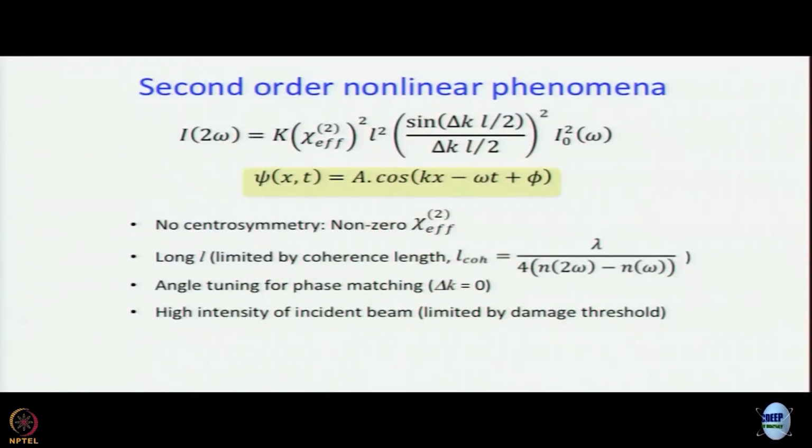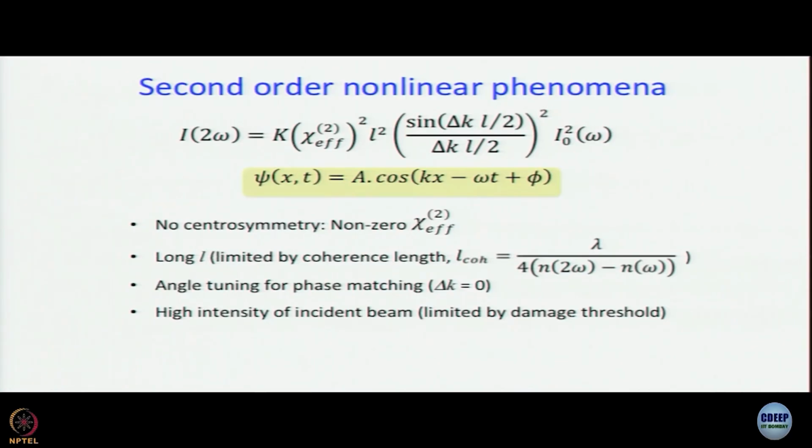Let us complete the discussion that we have been performing over the last 2 modules. We are discussing second order nonlinear phenomena, and we have said without deriving that the intensity of the second harmonic light is proportional to the square of the second order nonlinear susceptibility, the length of the crystal, and something like sin square theta by theta square, where theta involves delta k, and I 0 square of omega.